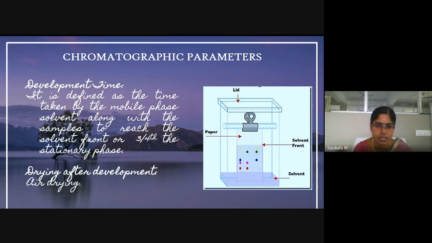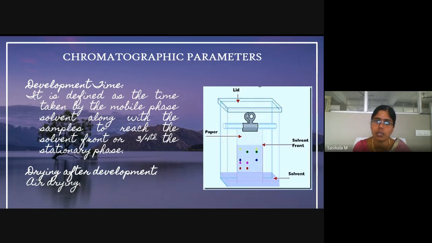Since distance is the major factor here to identify the sample, we need to note down how much distance the solvent has traveled, and how much time it has taken to travel. The time to reach 3/4 distance is known as development time. It is also a factor when you are going for analysis, either qualitative or quantitative. For reproducibility in your results, you need to note down the development time, how long each sample and mobile phase takes to reach 3/4 of the distance.